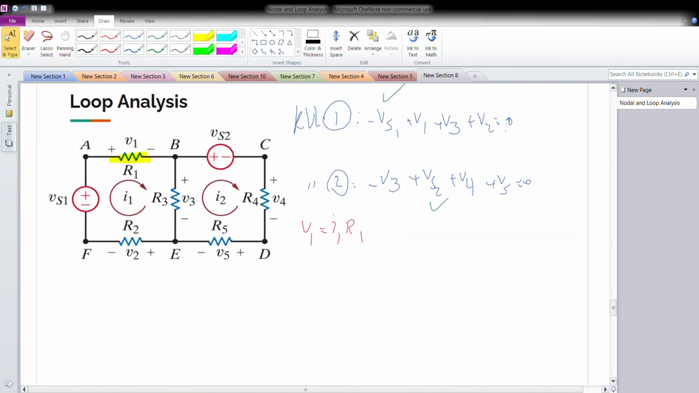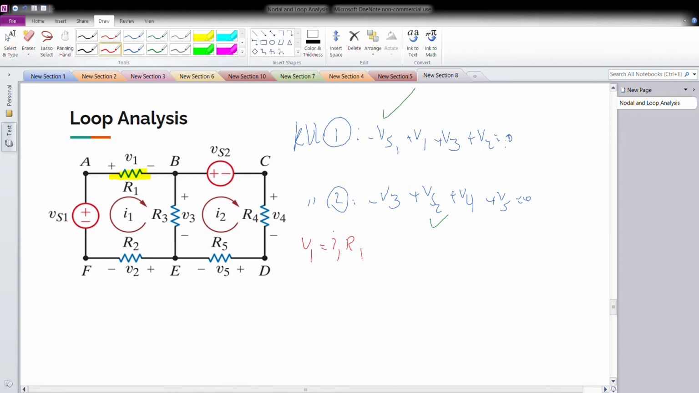Same thing with V2. V2 is going to be the same thing. It only belongs to loop 1, and I1 enters on the positive, so it's going to be I1 times R2. And let me do V4 and V5, and then I'll go back to V3 because it's special. So V4, R4 only belongs to loop 2, so it's going to be I2 times R4. And V5, it only belongs to loop 2, so it's going to be I2 times R5.